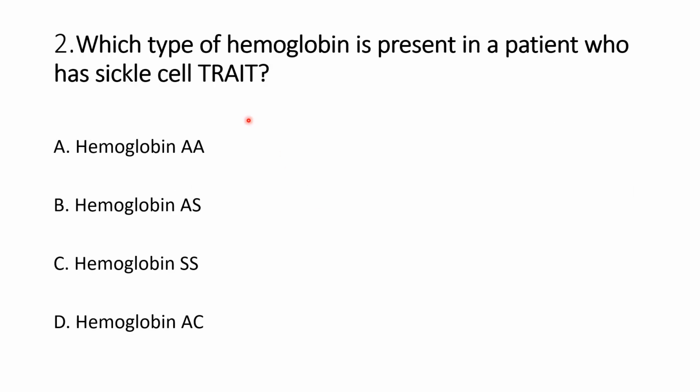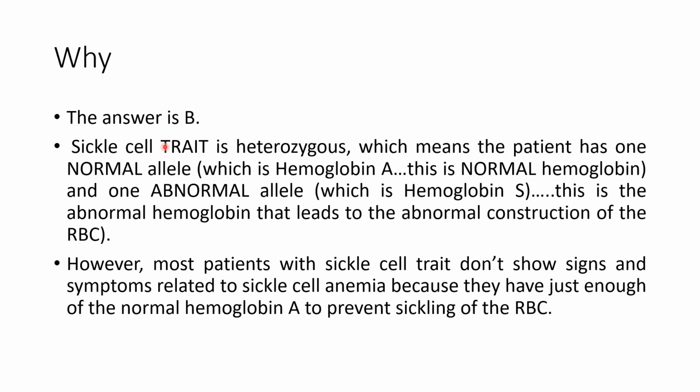Coming to the second common question asked from this area: which type of hemoglobin is present in a patient who has sickle cell trait? Four types of hemoglobin are mentioned here. You have to choose only one and eliminate the other three. A. Hemoglobin AA, B. Hemoglobin AS, C. Hemoglobin SS, and D. Hemoglobin AC. The correct answer is B.